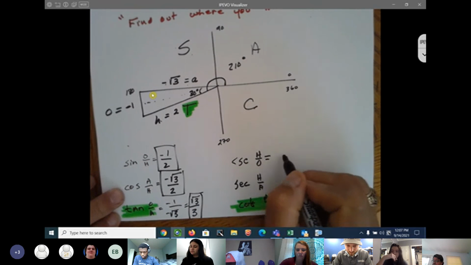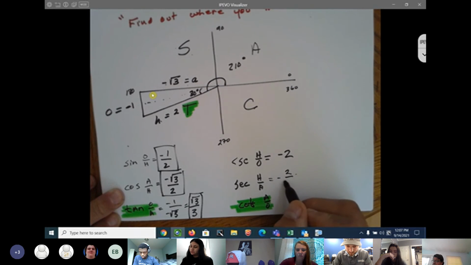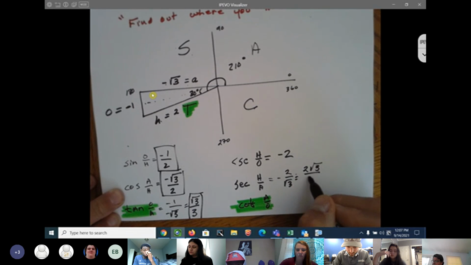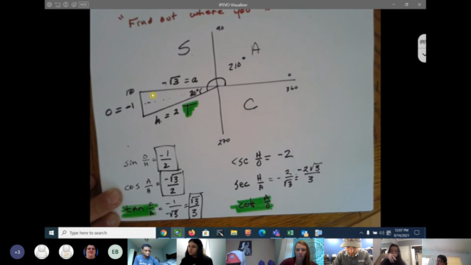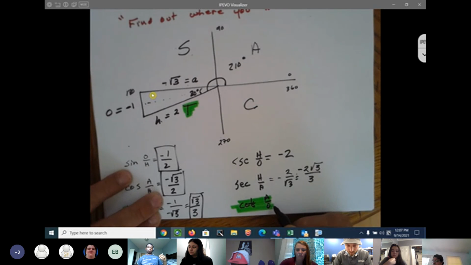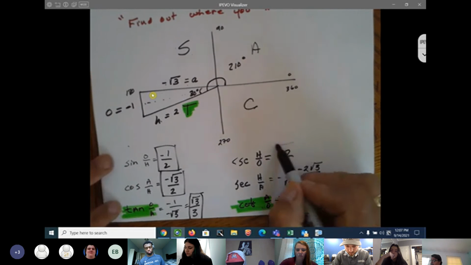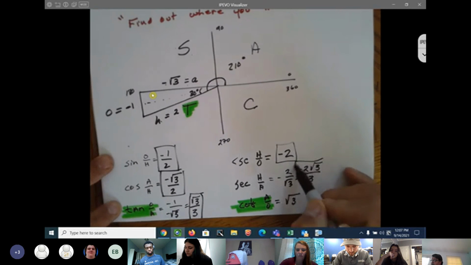And that means cosecant is going to be -2. And secant is going to be -2 over the square root of 3, which is equal to negative 2 square root of 3 over 3. And cotangent is going to be a positive square root of 3. And that should be everything.